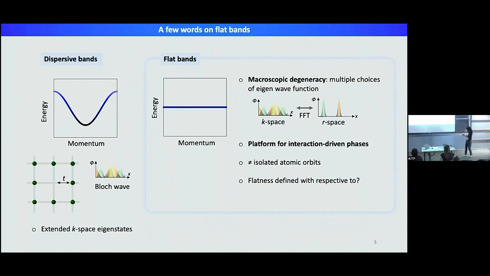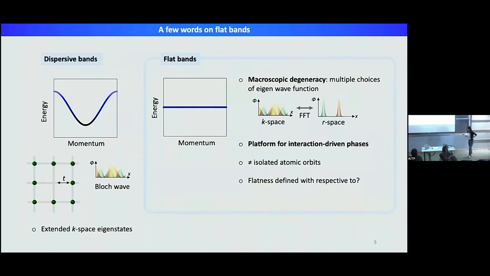Right. So maybe the last comment I want to make here is that in real life, it's really hard to have a band that has absolutely no energy dispersion. So therefore, when we are talking about the flat band, we are really saying that they are flat with respect to other underlying interaction strengths in the system, such as electron-electron interaction or electron-phonon interaction, etc.